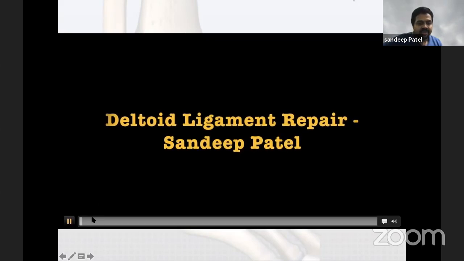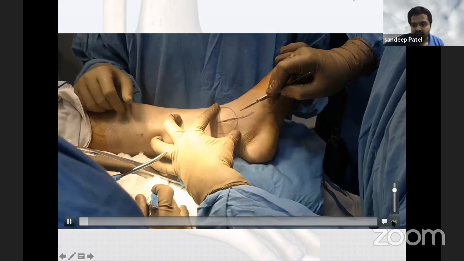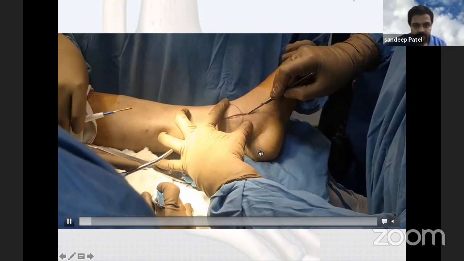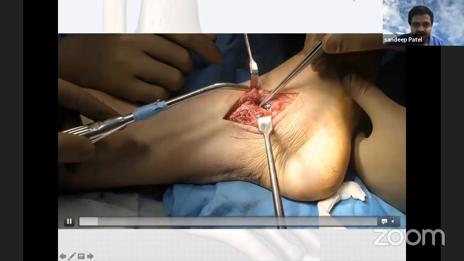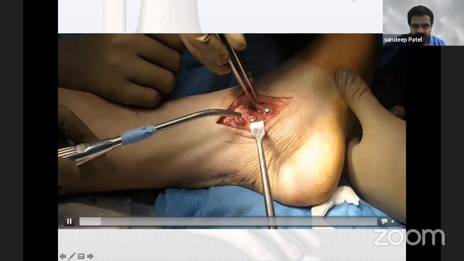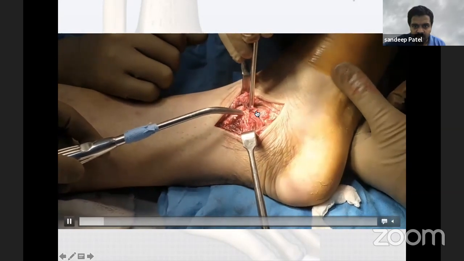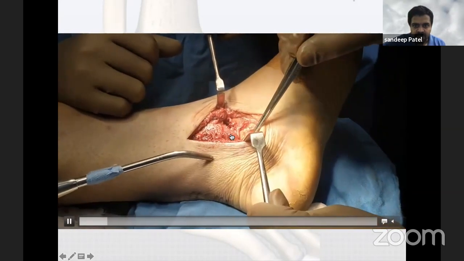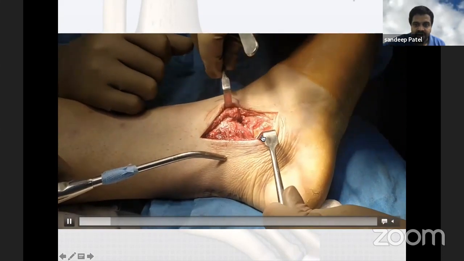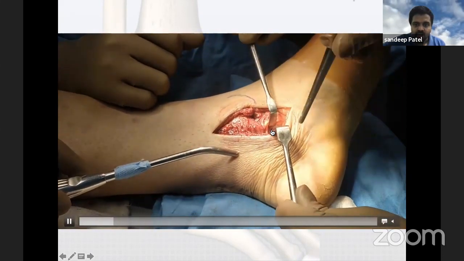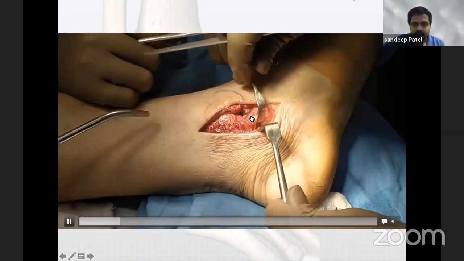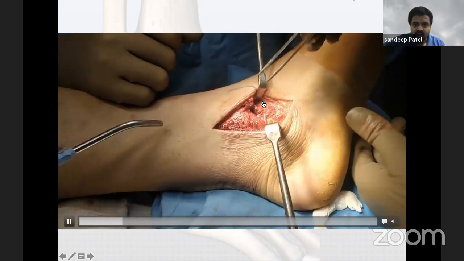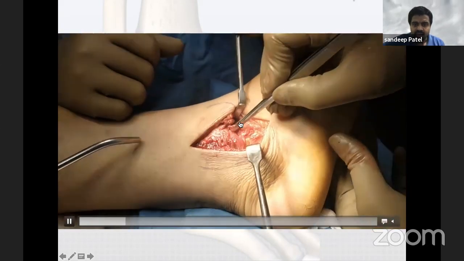So this is a short video of a deltoid ligament repair, which I have made, which I'll be displaying. Once we open the medial side, we can identify the deltoid ligament here. This is the bare area, and this is the deltoid ligament. You can see how it's got ripped away from the medial malleolus. So we have retracted here, identified the sustentaculum tali, wherein one bracing screw will be put as an anchor, and another is the talus, wherein the other part of the deltoid ligament is attached.